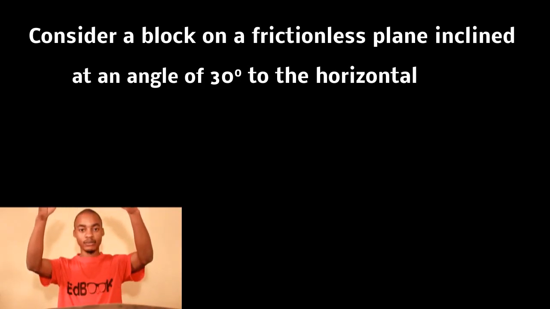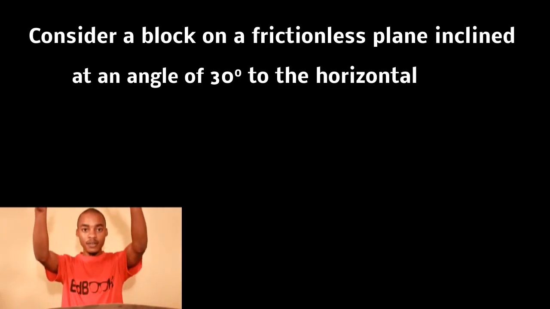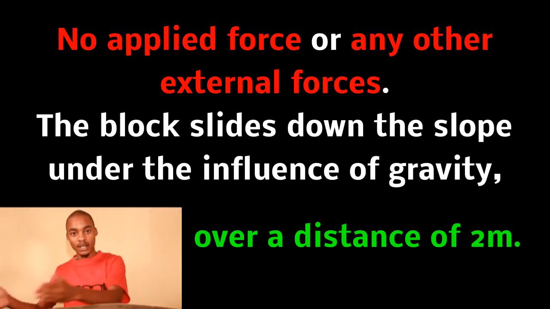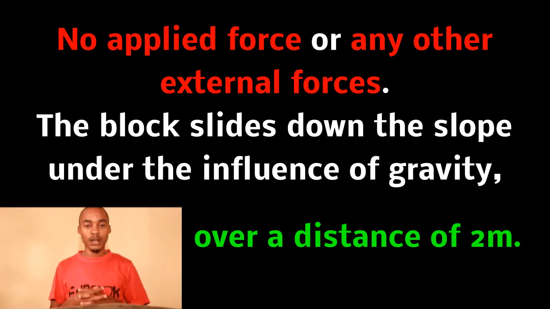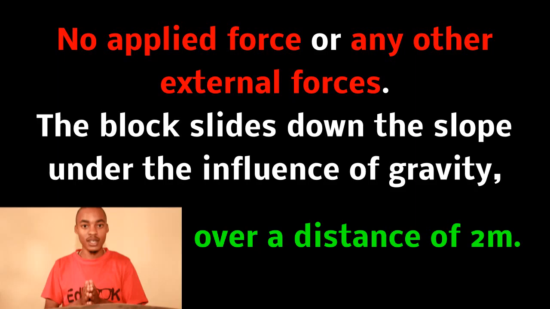So, just to get you into the rhythm of calculating work done by gravity on an object along an inclined surface, consider an object on top of an inclined surface, and let's assume that the inclined surface is frictionless. You leave this 10 kilogram box on the inclined surface and then it slides down over a distance of, let's say, 2 meters. Now calculate the work done by gravity.